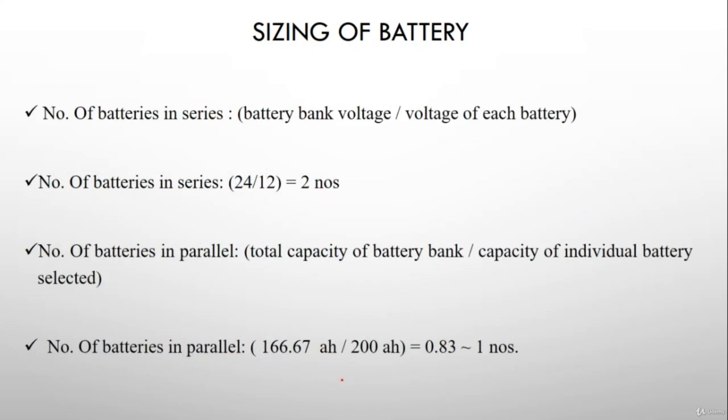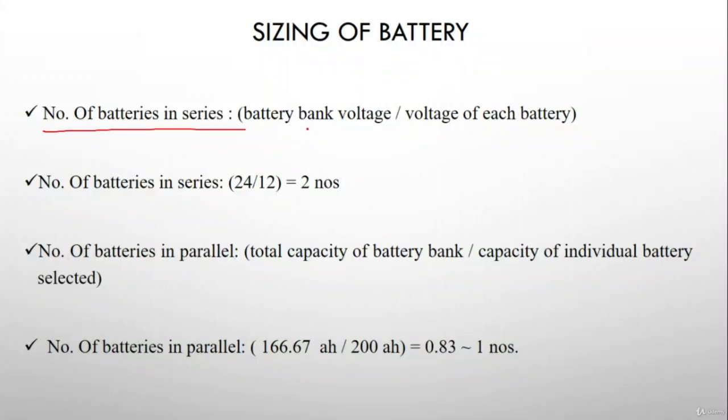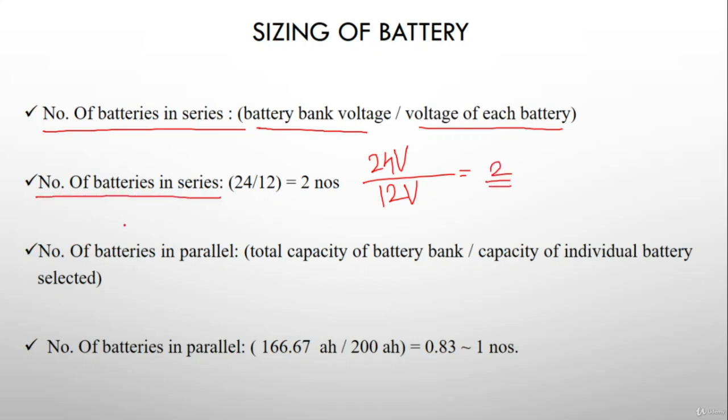Once we have selected the individual battery, now we are going to see how many batteries are required to be connected in series combination. For that purpose, we use the formula: battery bank voltage divided by the voltage of each battery. In this case, the solar charge controller has a rated voltage of 24 volt, and that is why the battery bank voltage is also 24 volt. This divided by the voltage of the individual battery we have selected gives how many batteries are required in series combination.